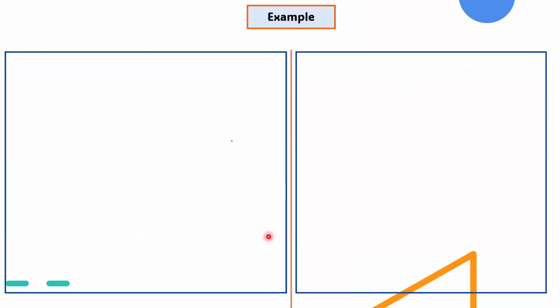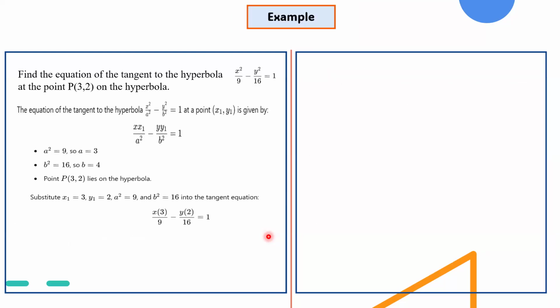So those are some general formulas that we'll be using. Next slide. So I have an example here. It says find the equation of the tangent to the hyperbola x squared over 9 minus y squared over 16 equals 1 at the point P, which is (3, 2) on the hyperbola. Now remember, when we're given a point, like we have here, that is the point of contact or point of tangency.